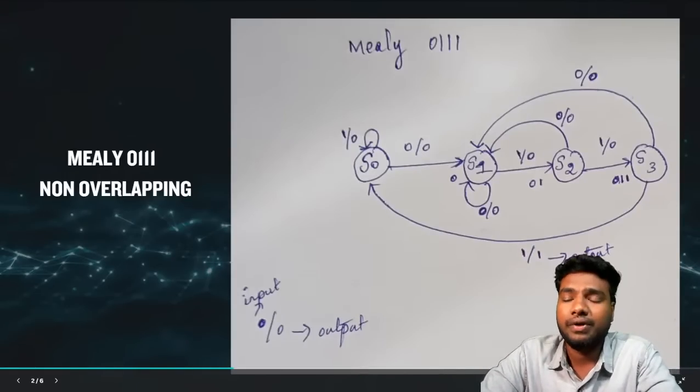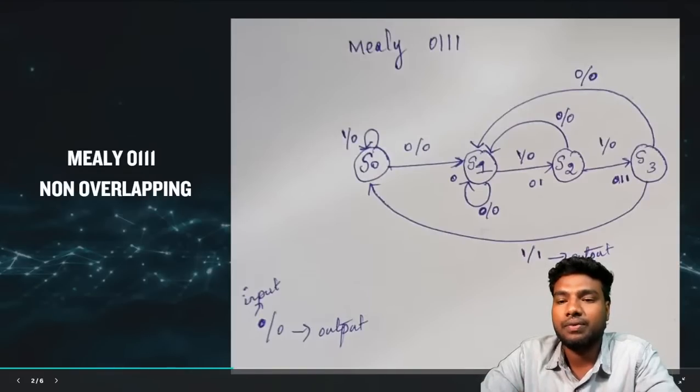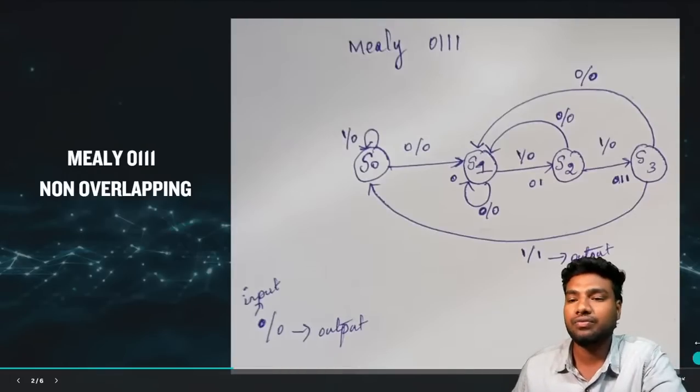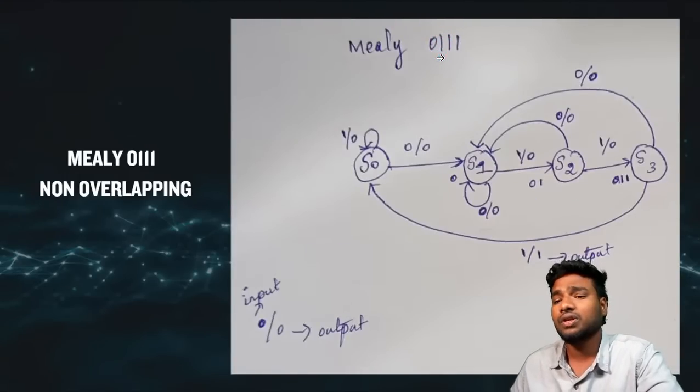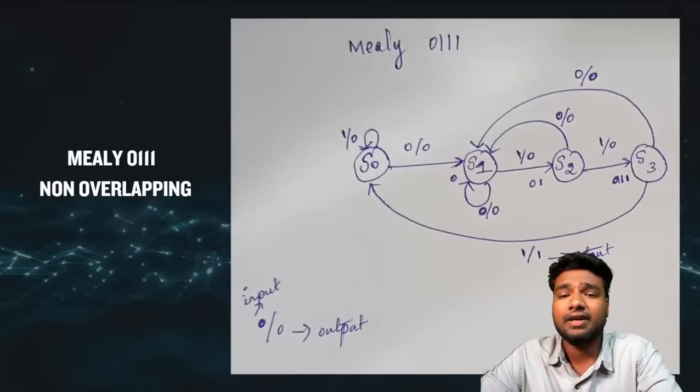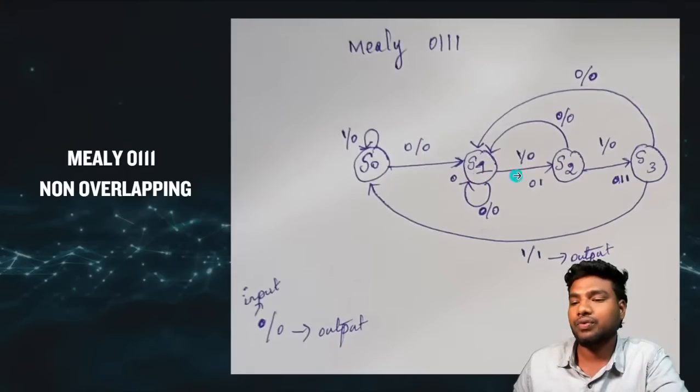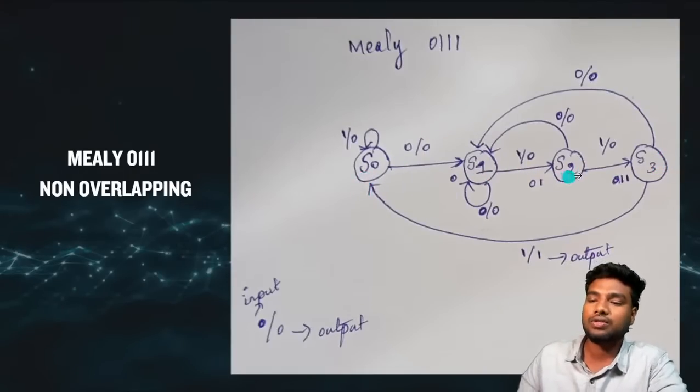So Mealy machines need only 4 states. Moore machines need one additional state to give the output, but in Mealy it needs only 4 states. 4 states means the number of bits in your sequence is equal to your number of states. I have a 4-bit sequence to detect from the input sequence. It has 4 bits, so I need only 4 states. You can see here S0, S1, S2, S3. These are my states.